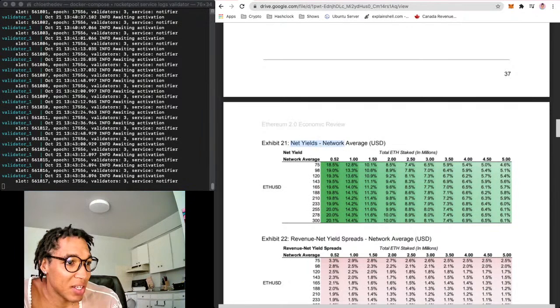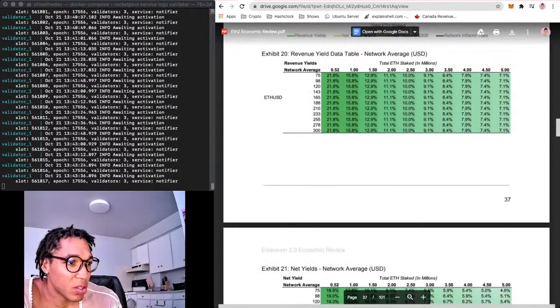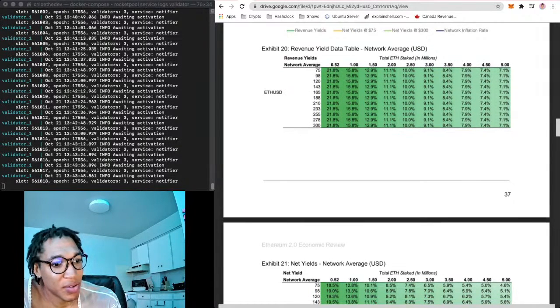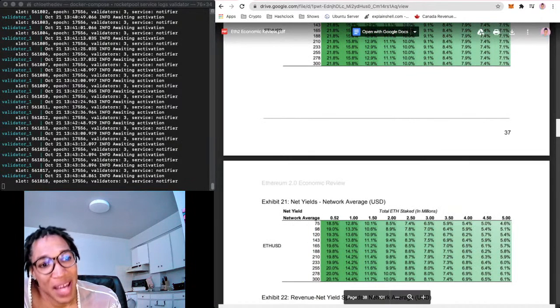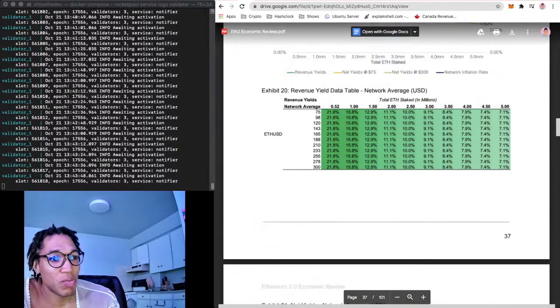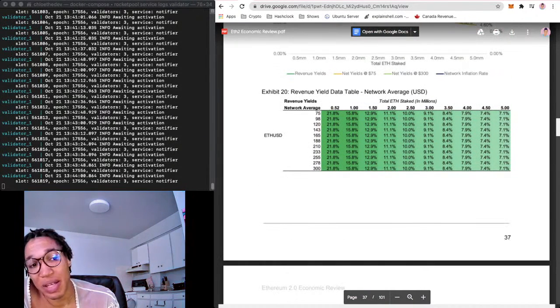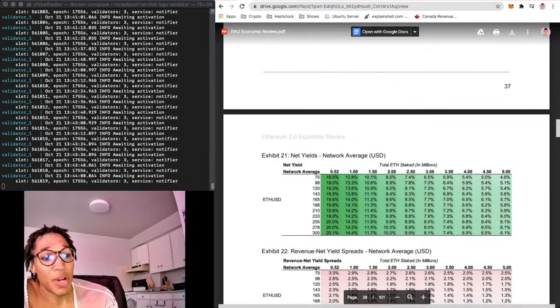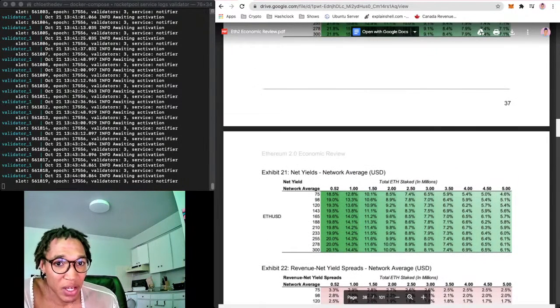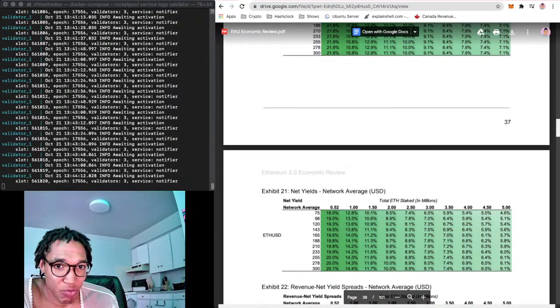This is the net yields again. So let's see, revenue yields, and this is net yields. Okay, so this is now bringing down your net yield after you've become a validator. So as you can see, your net yield is going to go up. So here, your revenue yield will stay the same at the 7.1%, but your net yield is going to increase closer and closer, I'm talking about the 5 million ETH staked part of it. So let's look at just the farthest right column.